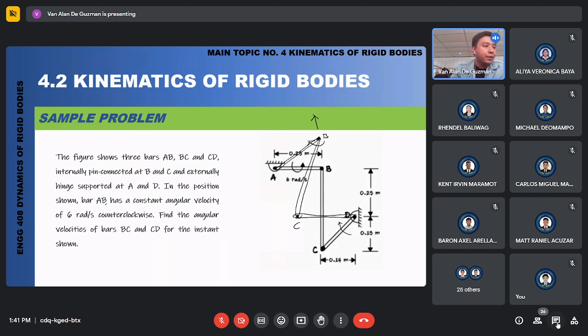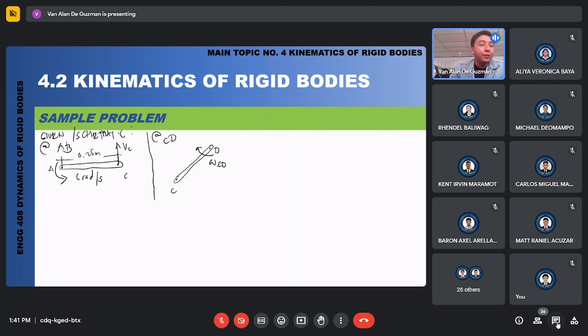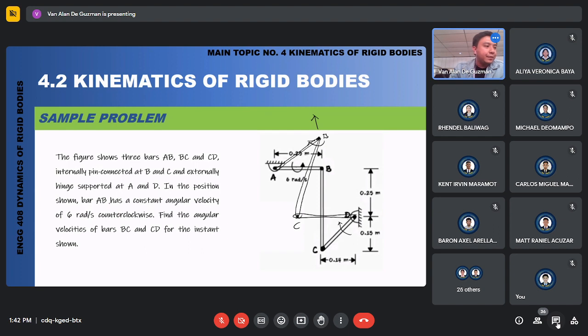In the position shown, bar AB has a constant angular velocity, which is given. This is counterclockwise, so this is how our motion goes. Find the angular velocities of BC and CD. So what we are looking for: we drew CD, the angular velocity of CD, this is one of our unknowns, as well as BC, for the instant shown.